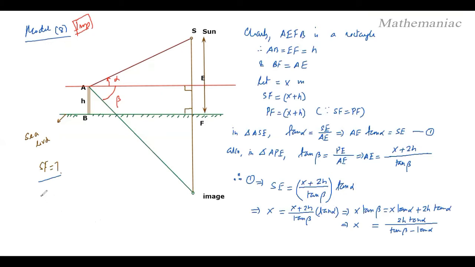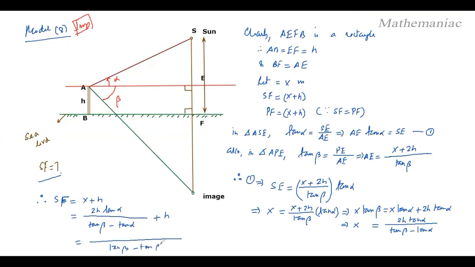So here I will now conclude. Therefore, the total height of the sun from the sea level is SF. And SF means what? X plus h. So the x value is already there. This is twice h tan of alpha divided by tan of beta minus tan of alpha, plus h. So now you can finish this problem.